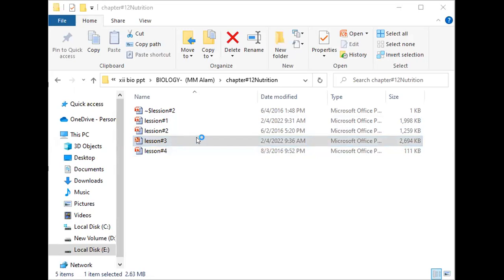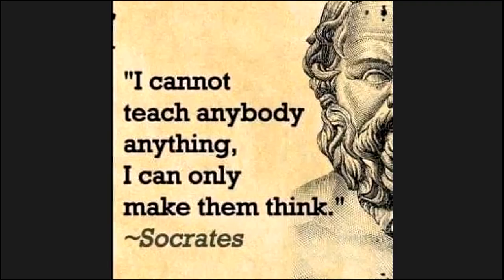Absorption actually takes place when we go to the... one minute, let me share the screen. Share screen is not working. Let me share the screen with the people so that you can understand.